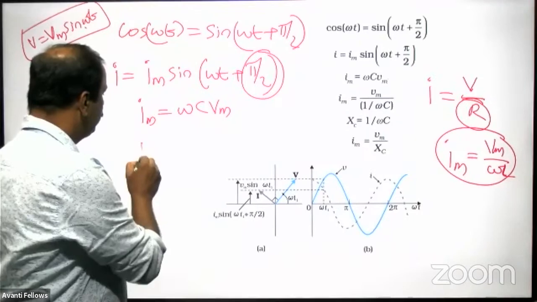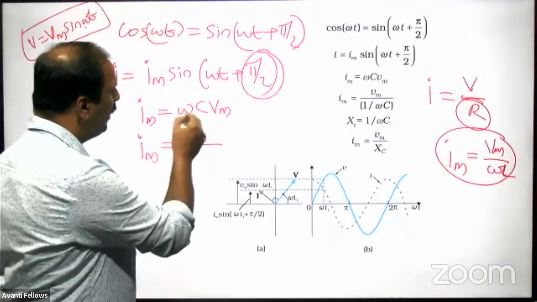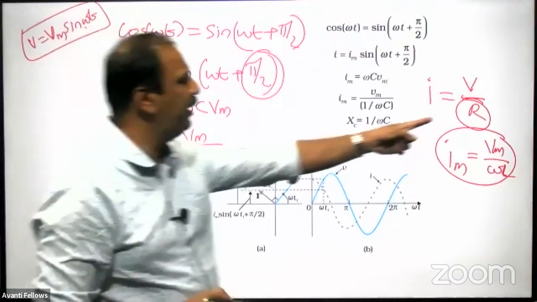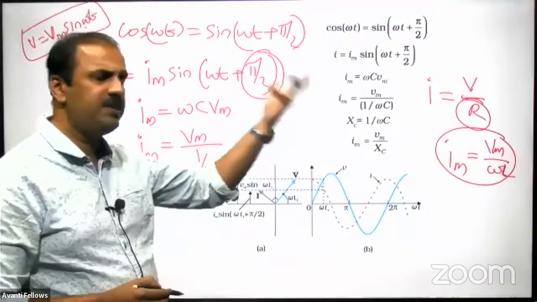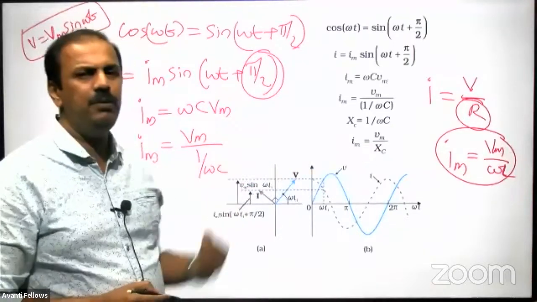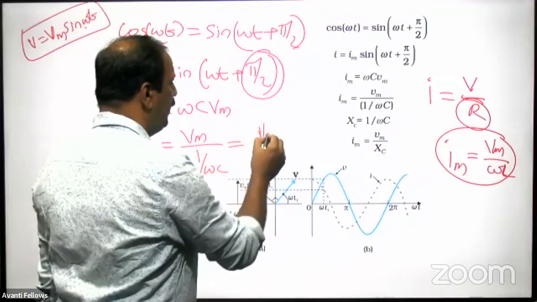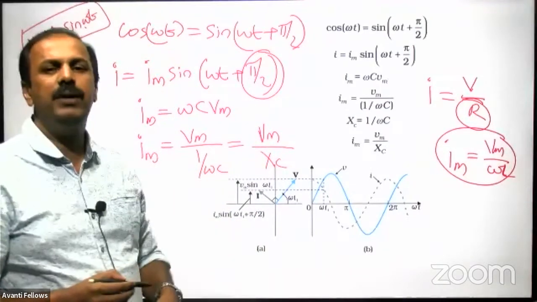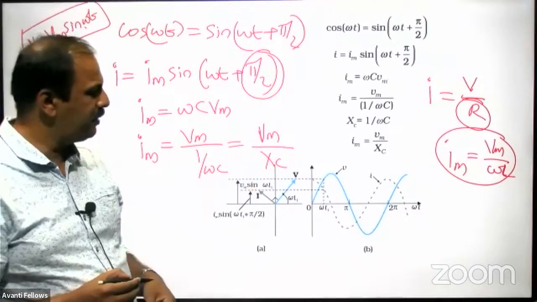So what we can do? We can write Im is equal to Vm divided by 1 by omega C. Now this is in the same format. The current is voltage divided by opposition. Opposition means it can be resistance in the case of a normal resistor. Here we have reactance. As it is a capacitor, we will call it capacitive reactance. So we can write this as Vm divided by Xc, where this Xc is called the capacitive reactance. That point is very important.